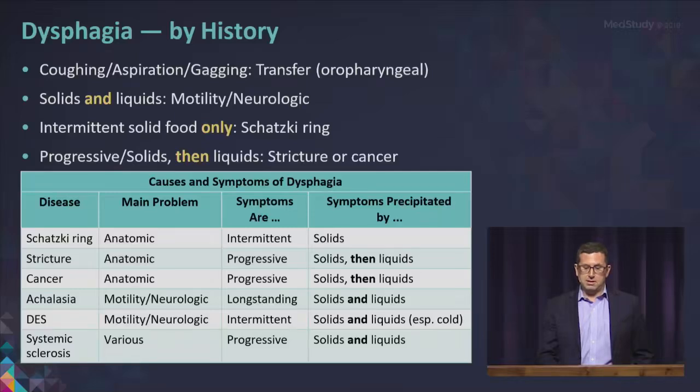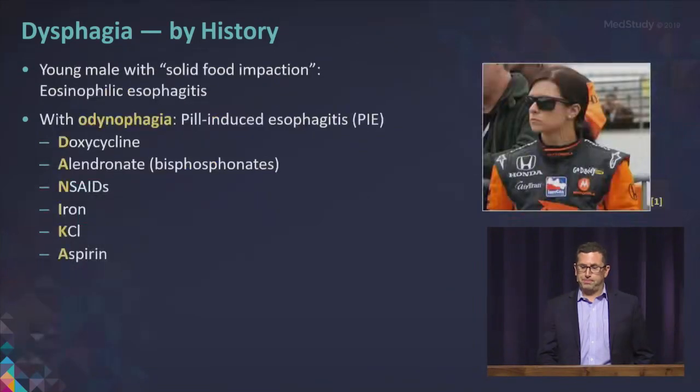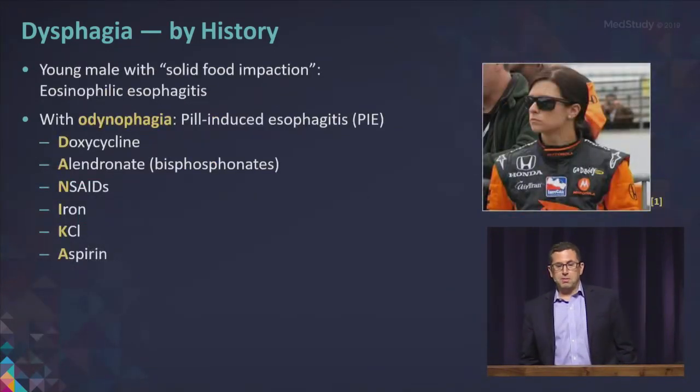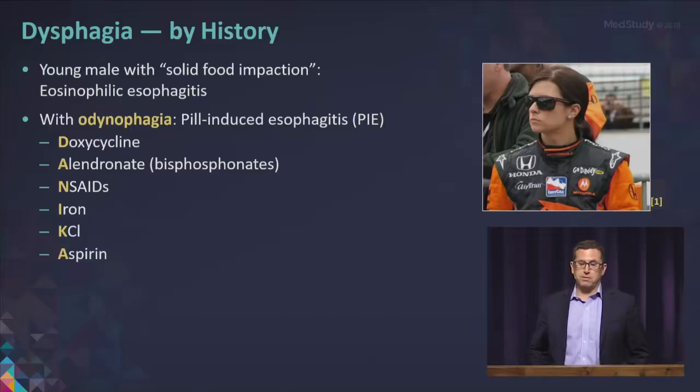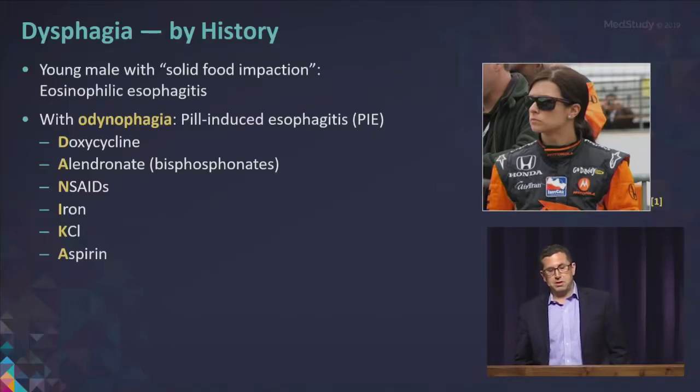You can see the summary slide down here, which you could review on your own, that basically reiterates what I just said. A young male with solid food impaction would be highly concerning for an entity called eosinophilic esophagitis, which I'm sure you've all heard of. I'm going to go into a little bit more detail on that. If there's odynophagia at the same time as dysphagia, that's pretty typical of pill-induced esophagitis. Some of the classic medicines associated with this would be doxycycline and alendronate, although there are a number of others that could do this as well.